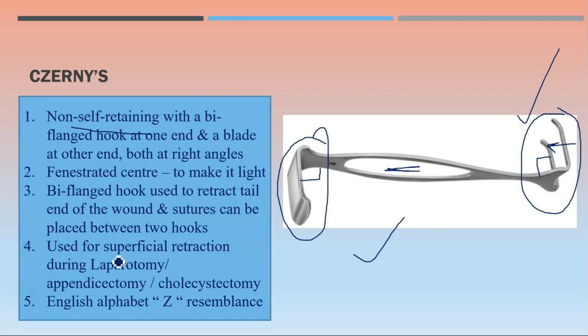This type of retractor, the Journeys retractor, is used for superficial retraction during laparotomy. It can be used during appendicectomy, open appendicectomy. It can be used during open cholecystectomy, right? To retract the upper flank. And the Journeys retractor resembles the English alphabet Z. Z resemblance is there for Journeys. In the spelling, you can see the Z is coming here. Journeys, right?